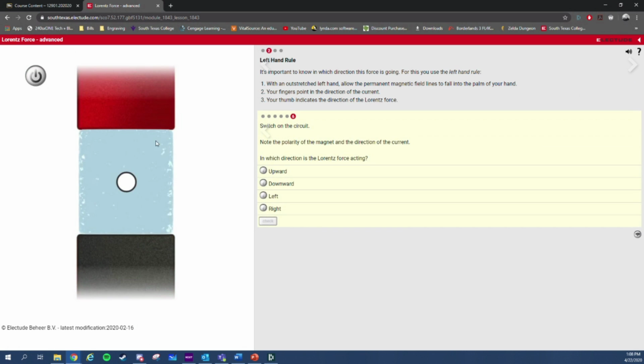So does that mean your palm will always face the south magnet? No, the palm is your magnetic field, right? So the magnetic field always goes from the south magnet to the north. To the north, yeah. Okay.